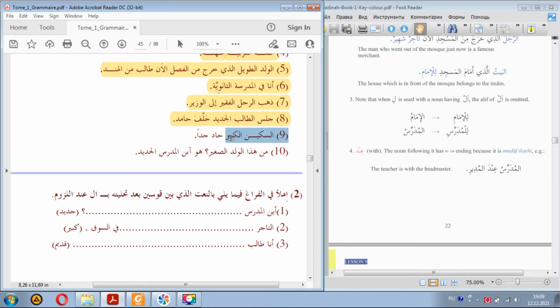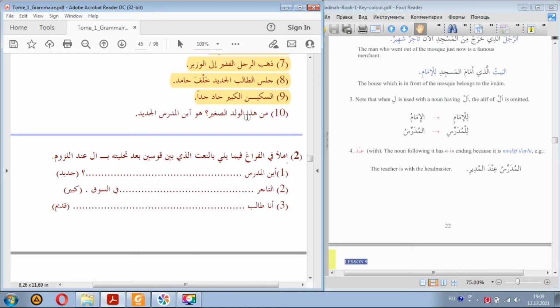السكين الكبير حاد جدا. The big knife is very sharp. حاد, it means sharp. من هذا الولد الصغير? Who is this small boy or little boy? هو ابن المدرس الجديد. He is the son of the new teacher. هو ابن المدرس, مدرس كسرة, الجديد كسرة.